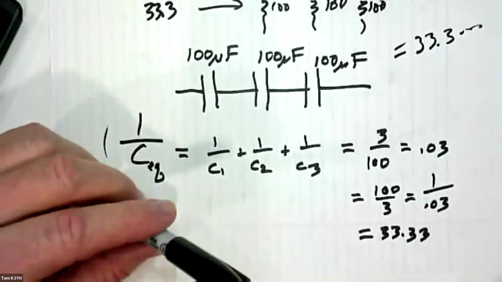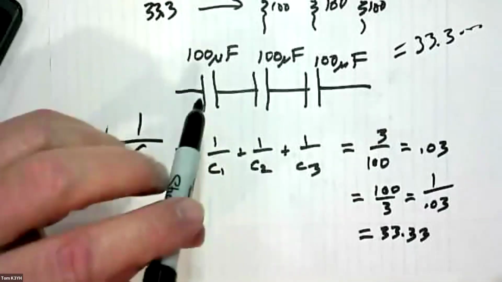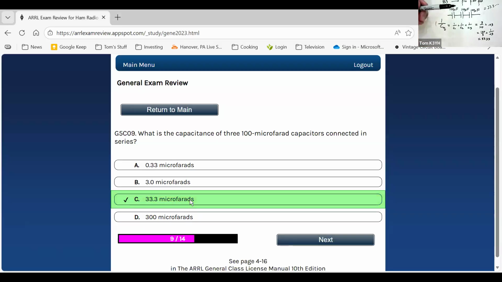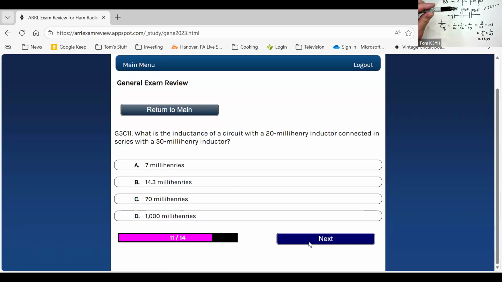Okay, so let's go back and look. Remember, 33.333 is the calculated answer, and it was microfarads. We didn't have to change anything, so 33.3 microfarads is the answer. Remember, capacitors in series, you have to do the inverse of the inverse, for the reason I explained earlier. So you might want to do G5C12 next. That's a 20 and a 50 in series. So I got 10, 11, and 12 to do. Yeah, I just thought you might want to do the other capacitor one first.